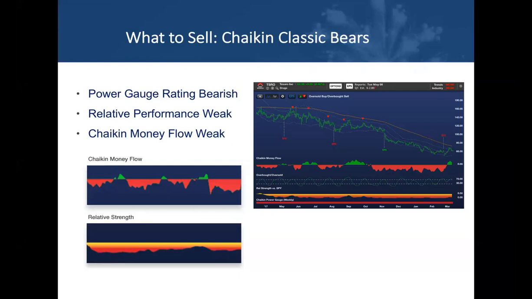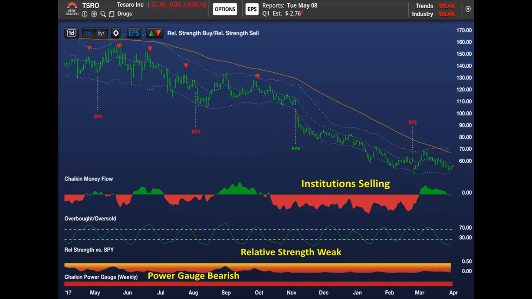Now, classic bears turn everything I said on its head. Power Gauge rating bearish, telling you the fundamentals are weak. It's underperforming the market, and Chaikin Money Flow is red, not green, telling you that institutions are selling the stock. So again, read this chart on Tesaro, which is a drug and biotech stock, from the bottom up. Power Gauge rating has been bearish for over a year, it's been underperforming the market, and institutions are selling, and then we get our relative strength sell signal.